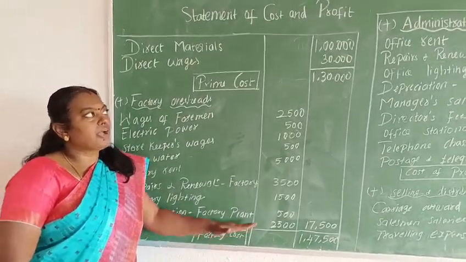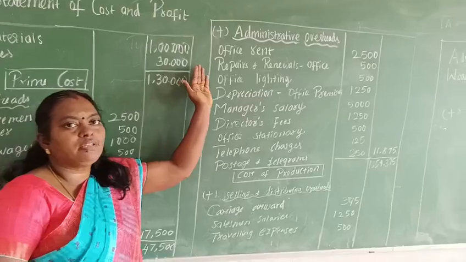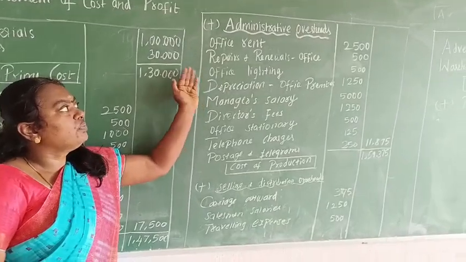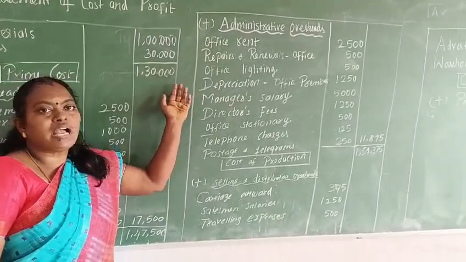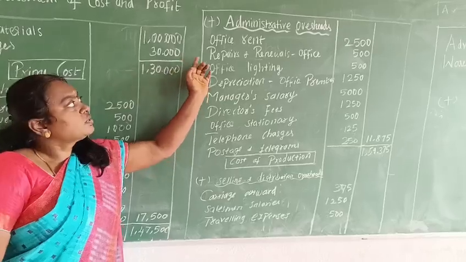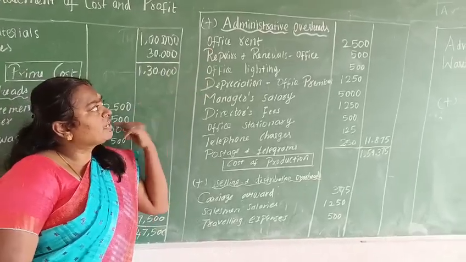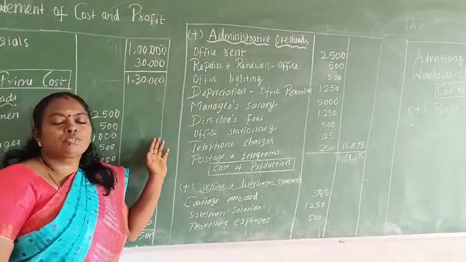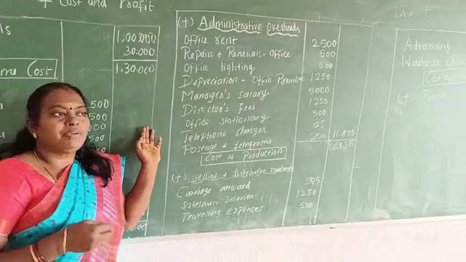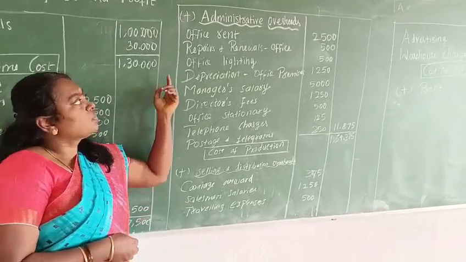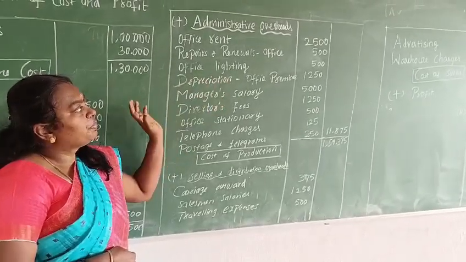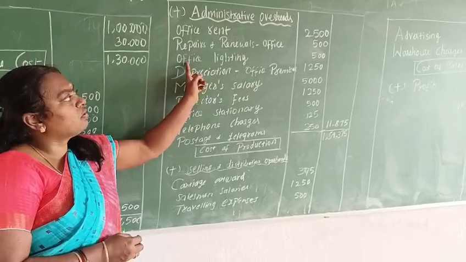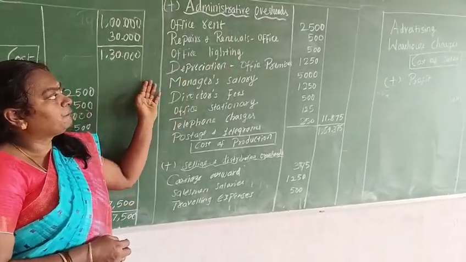After calculating this factory cost, we have to calculate the administrative overhead. Administrative overhead is the head under which come many expenses done in the office. First, we are giving office rent rupees 2,500. The same thing, in the office also many machineries are there. For those machineries we have to do some repairs, so for the repairs we have given rupees 500. In the office we will use many lightings. For that office lighting we have to give rupees 500.